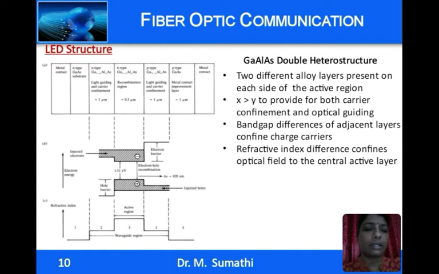And the third diagram shows the variation in refractive indices, which enables confinement of the optical photons that are being generated. So, the refractive index is less for 1 and 5. Therefore, the photons that are emitted are confined to the waveguide region.